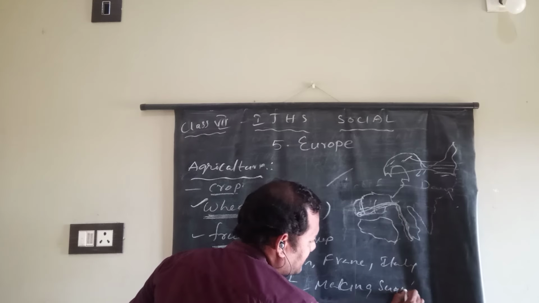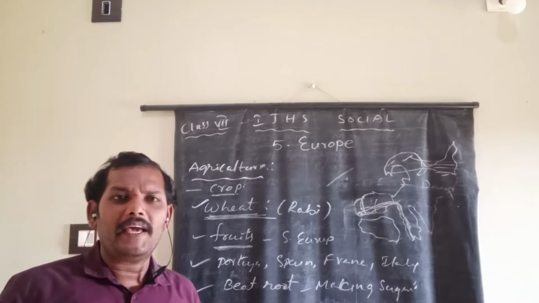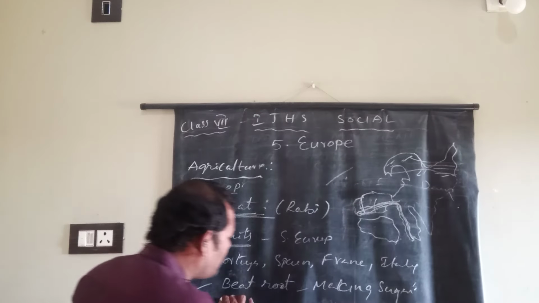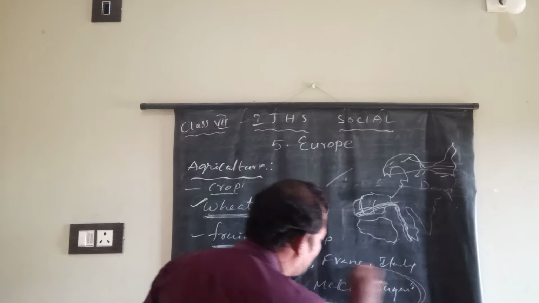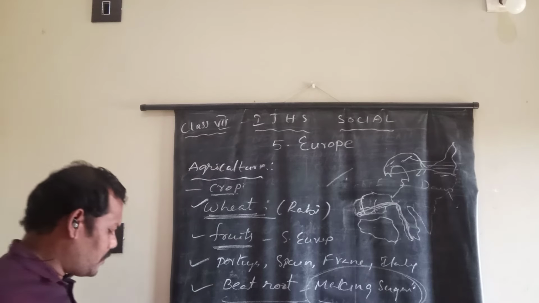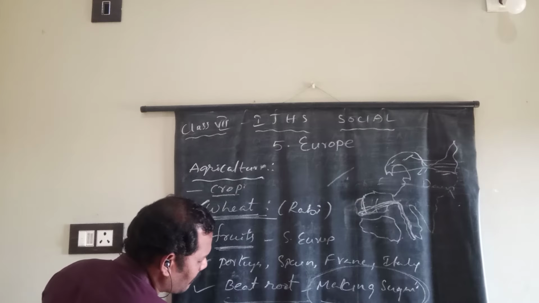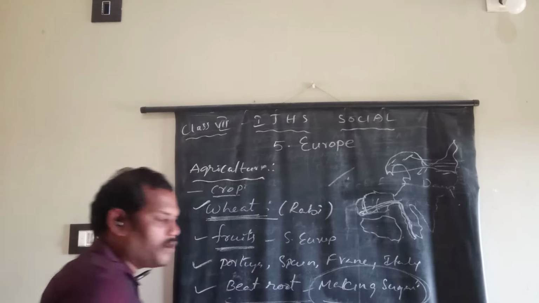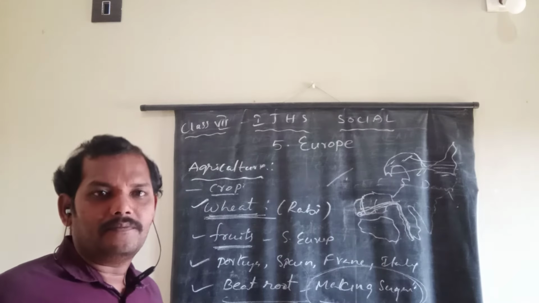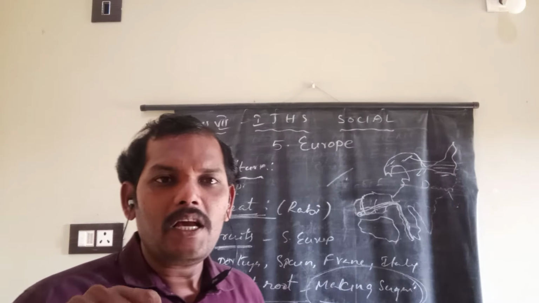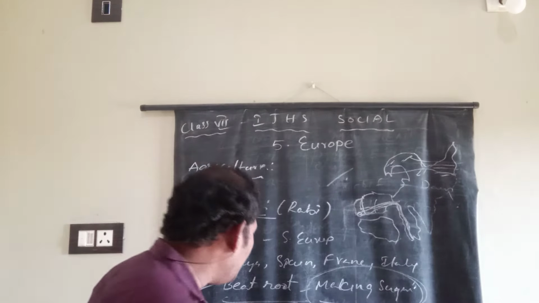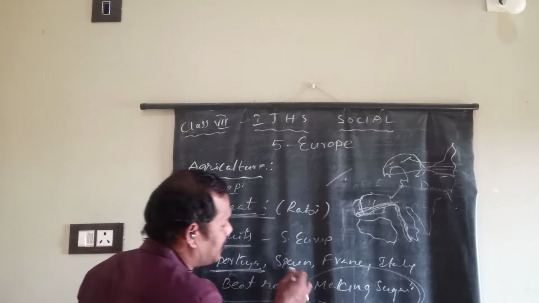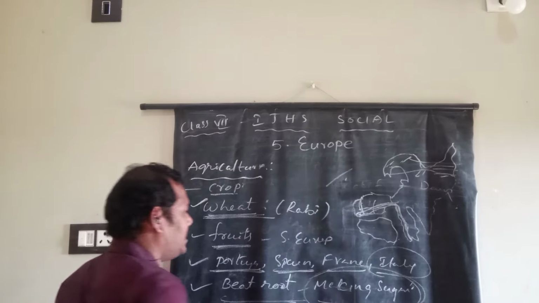Making sugar. The European people make sugar with beetroot. How does beetroot help the people? Beetroots are used for making sugar. In which areas? Russia, Germany, Ukraine. In which countries? In Europe. Making sugar with beetroot. Which countries? Russia, Germany, Ukraine. Fruits are grown in which countries? Portugal, Spain, France, and Italy.